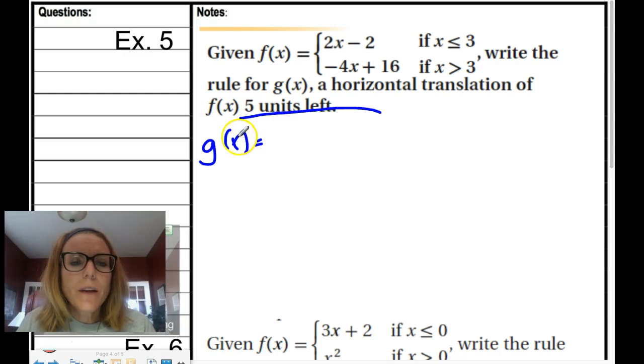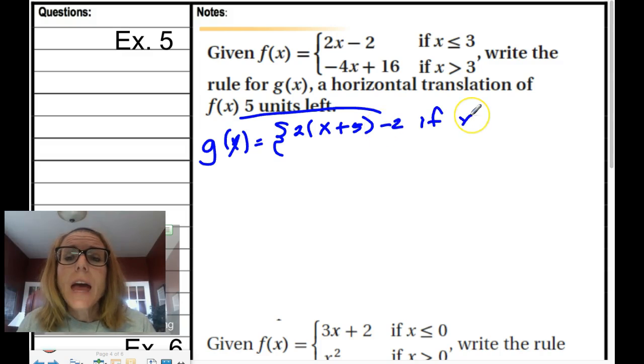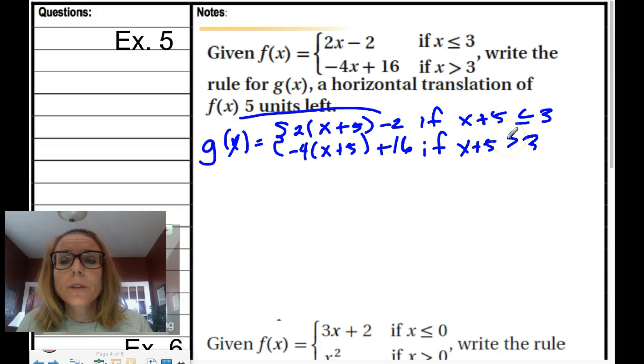So we have, let's fix that. Whenever it's right or left, you're going to change the x value. So it's 2, and it's going to be x plus 5 instead of just 2x, x plus 5. That means to the left, minus 2, if x plus 5 is less than or equal to 3. Again, because we're going to the left, we're changing the rule and the interval. Negative 4, x plus 5 plus 16 if x plus 5 is greater than 3.